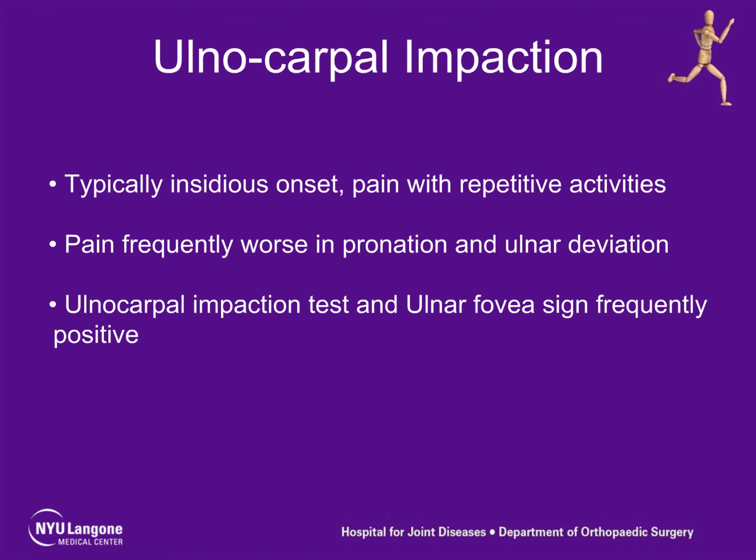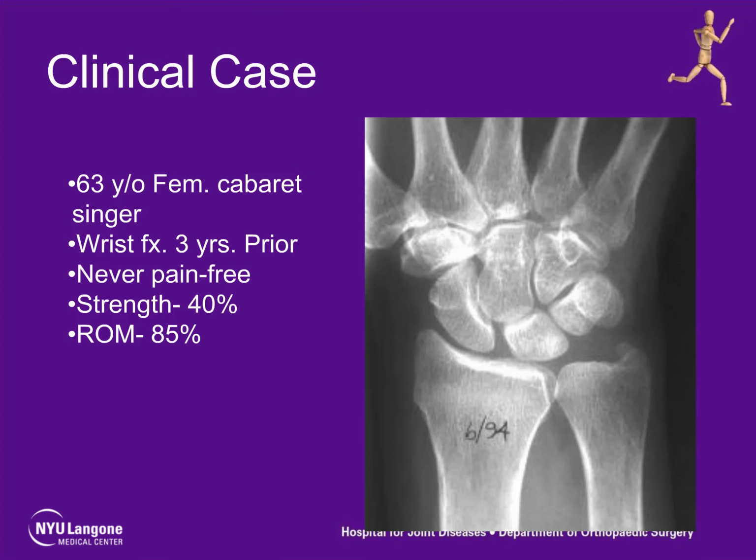So the ulno-carpal impaction test is positive because you have the impaction, and the fovea test is positive because often they have a degenerative TFC tear. And I'll show you that. So here's a classic example. Here's a 63-year-old very healthy female who fractured a distal radius 3 years prior to seeing me, and she was never pain-free after she healed.